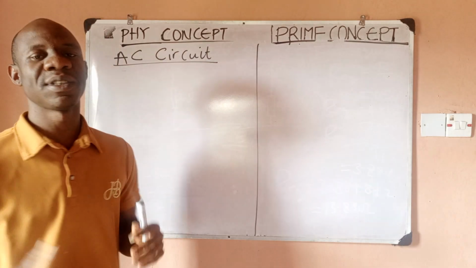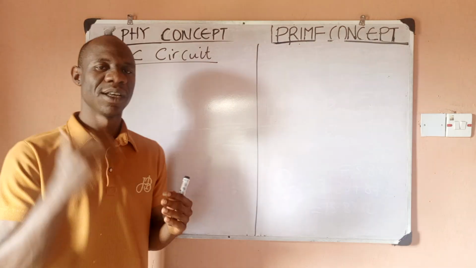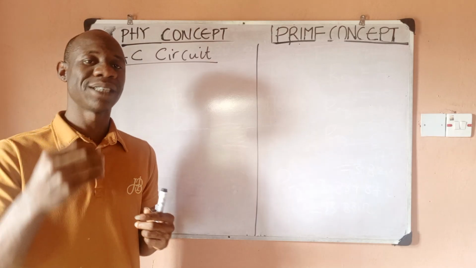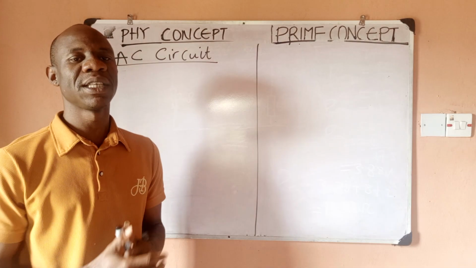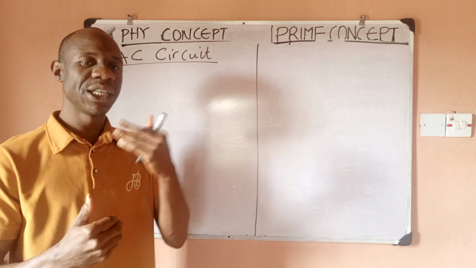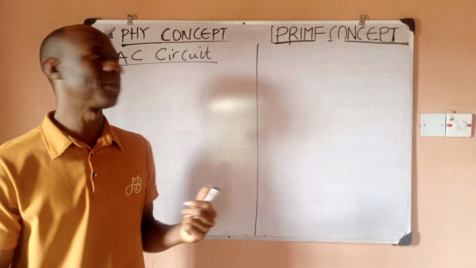But when you talk about alternating current, it is a current that reverses direction with time. So it's a periodic current that changes direction over time.